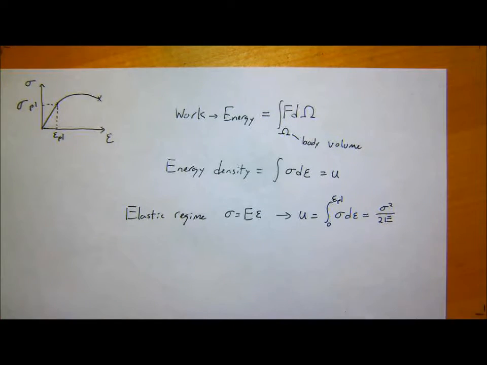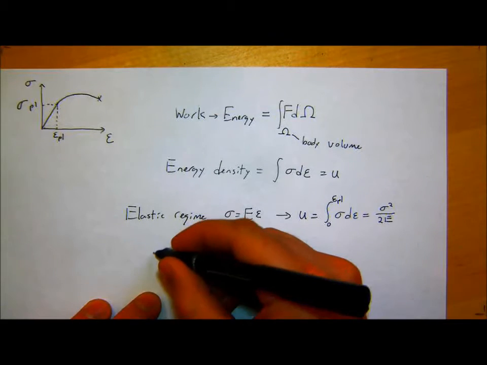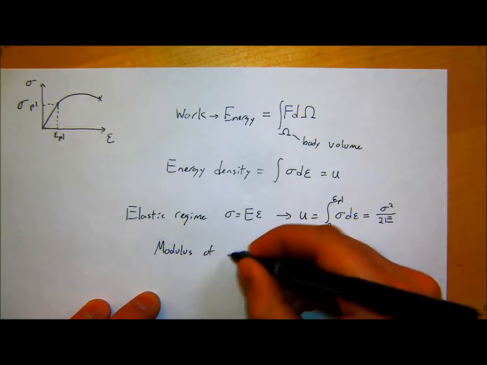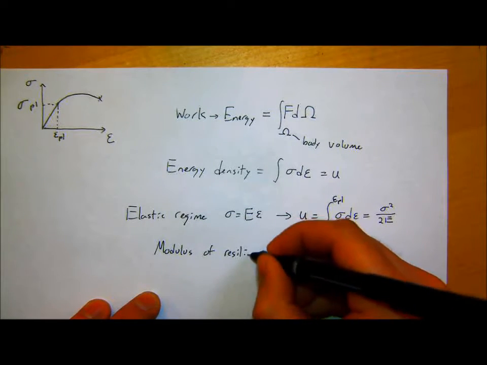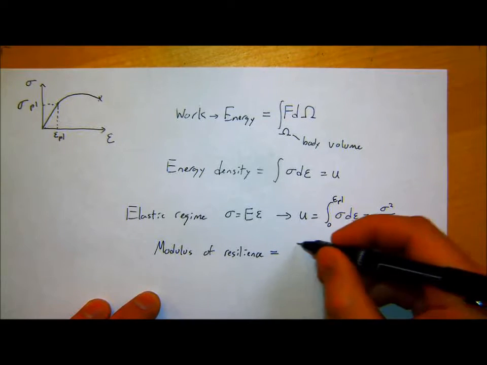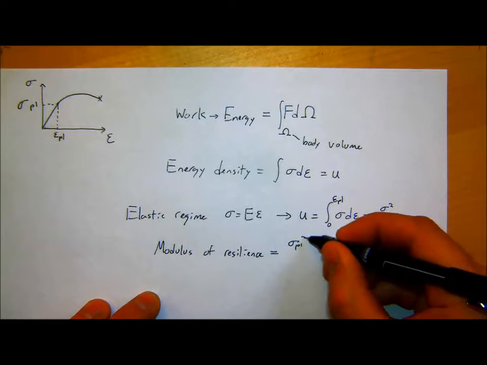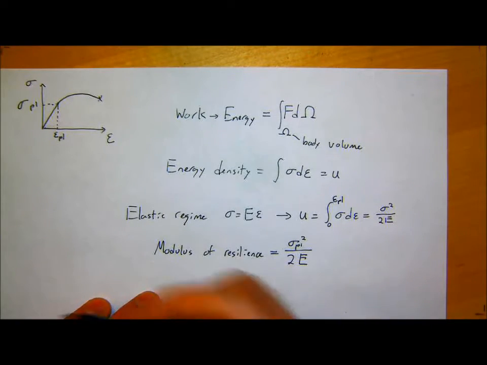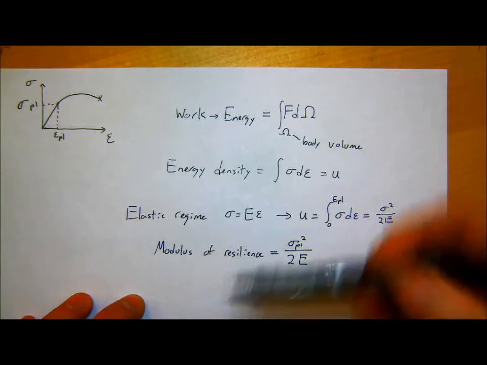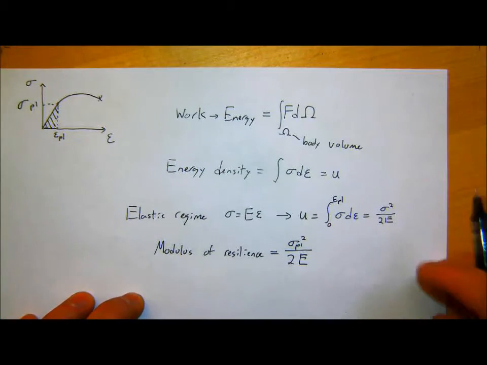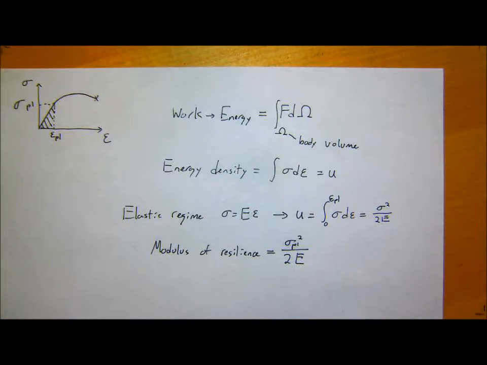And we can define something known as a modulus of resilience, which is at sigma plastic squared over 2E. So from this graph, it's basically the area under this curve here that is our modulus of resilience.